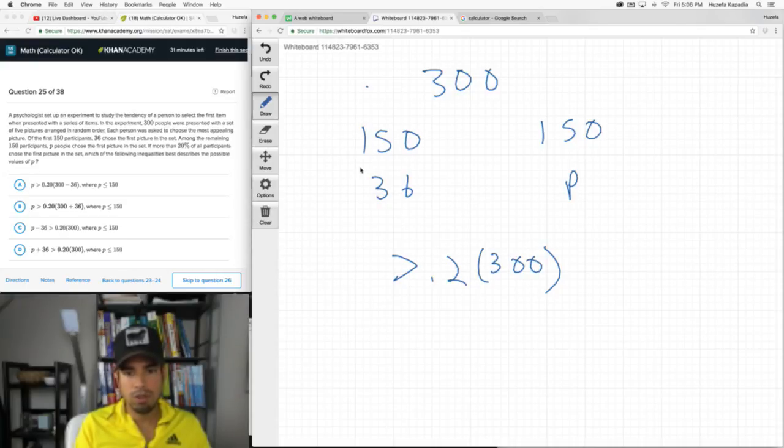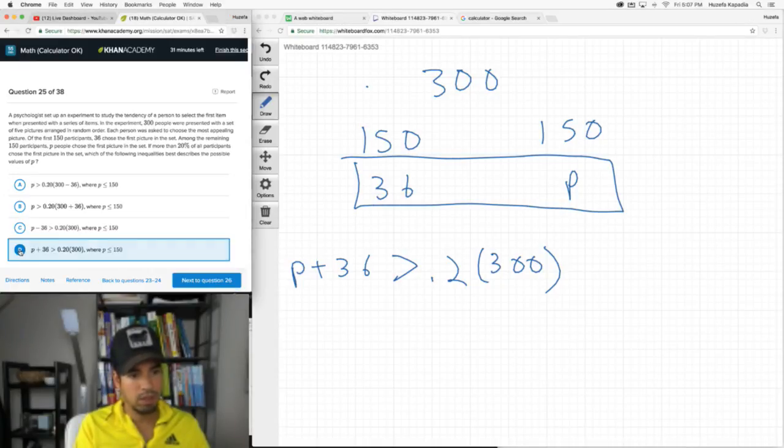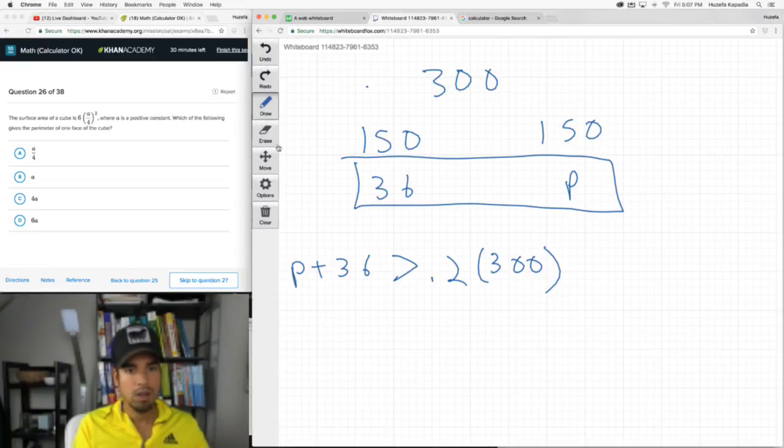But the number that chose the first set is the sum of these guys. It's P plus 36. Has to be greater than, and we would evaluate the 60, but this is 60 normally, but they don't in these answers, and we would just go with D. And this P is less than or equal to 150 doesn't even matter because it's the same for all, so you don't even have to think about it. All right, let's go to the next problem.